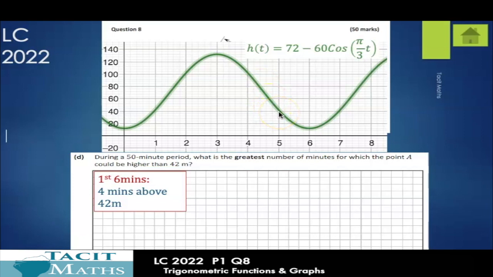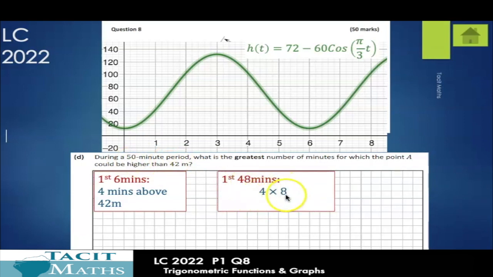Okay, now the beauty of a cosine wave is that it repeats itself over and over and over again. So in 50 minutes, how many 6-minute periods are there? Well, in 48 minutes, there's going to be 8 6-minute periods, right? So in each of these 8 periods, it's above 42 for 4 minutes. So in the first 48 minutes, it's above 42 for 32 minutes.